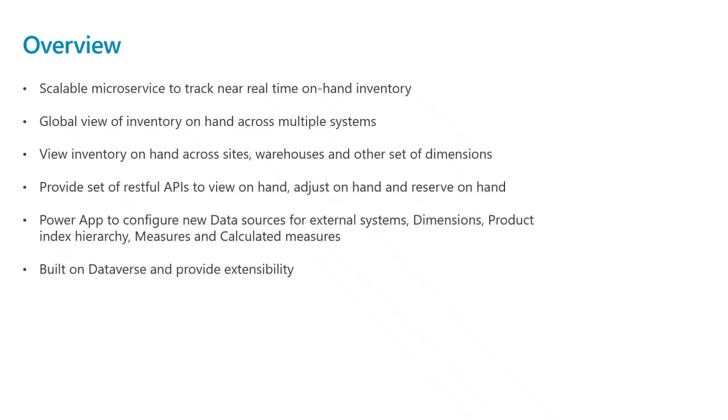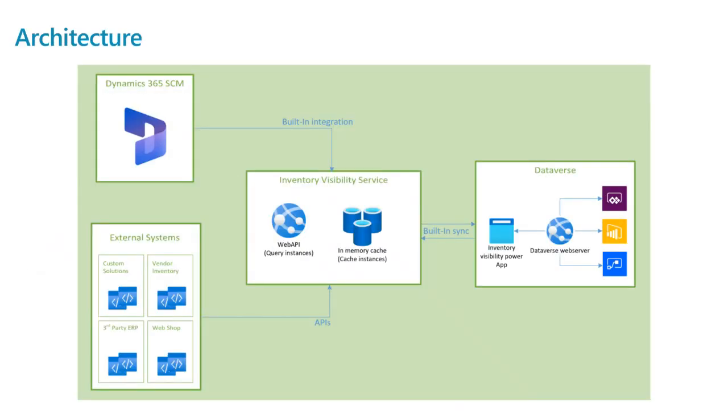Now let's look at the architecture, how it's been designed. As you can see in the diagram, in the middle part, we have the inventory visibility service itself. It consists of two components, the query instance as well as the cache instance. The cache instance is the one which holds all of the inventory data. On the left, we have D365 SCM, which has a built-in integration with inventory visibility. So once you configure inventory visibility and enable the integration between D365 SCM and inventory visibility, all of the inventory data automatically flows from D365 SCM into inventory visibility.